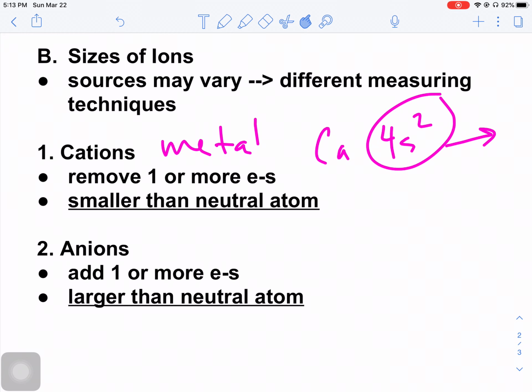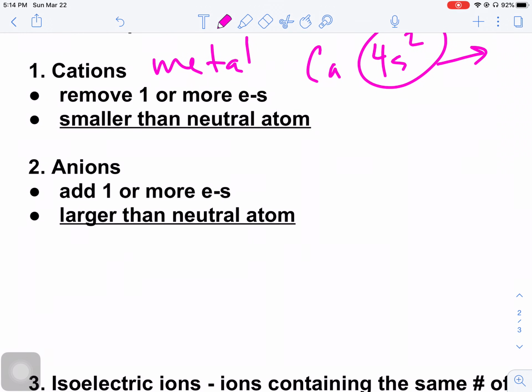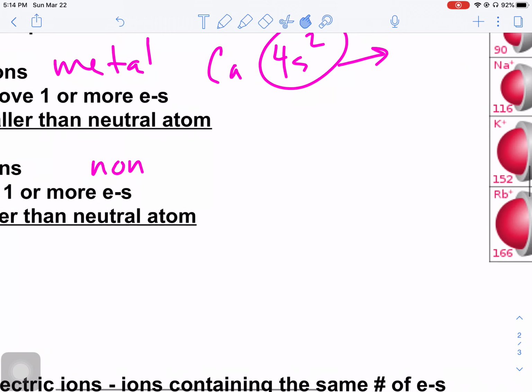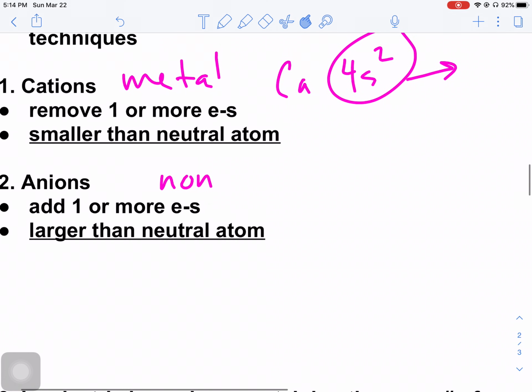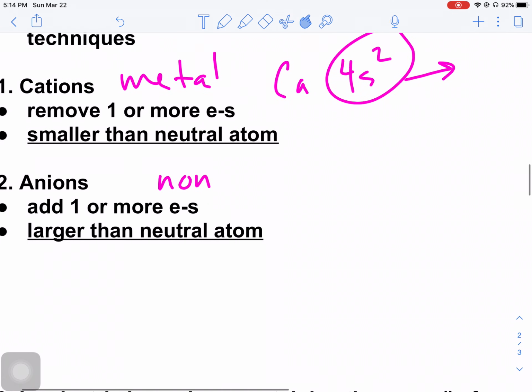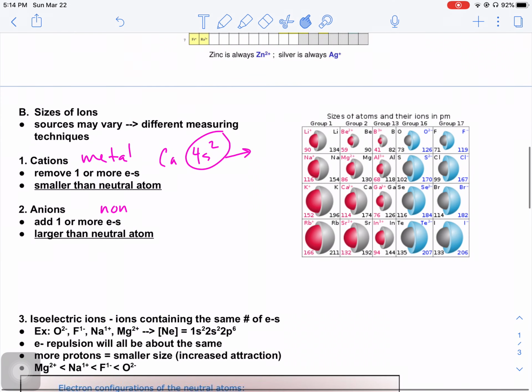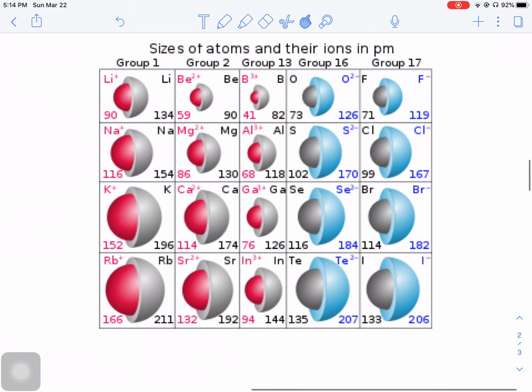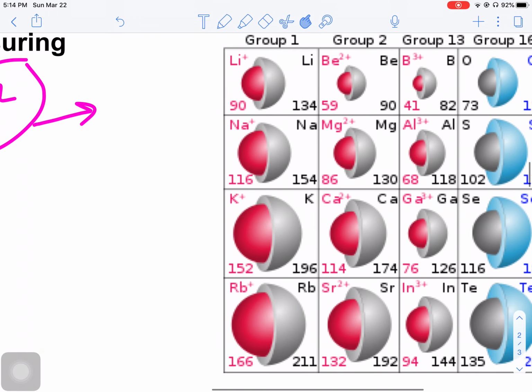Now on the flip side, nonmetals typically gain electrons, and when nonmetals gain electrons, they tend to grow in size. So just remember, metals lose electrons, they shrink. Nonmetals gain electrons, they grow. And I've included this chart over here. On the left side, we see the metals. We see the ions in red, and we see the neutral elements in gray.